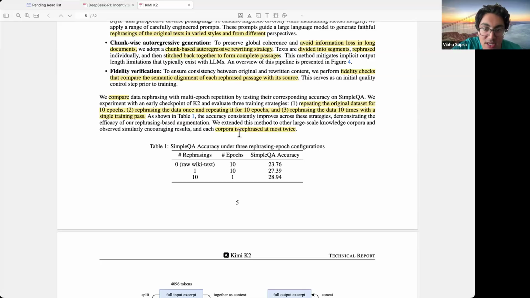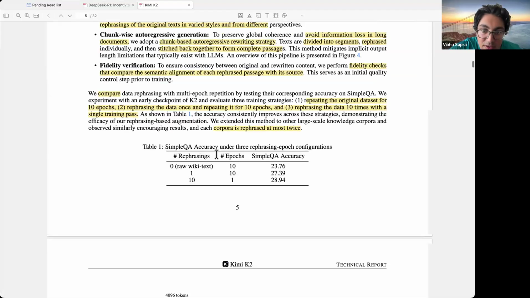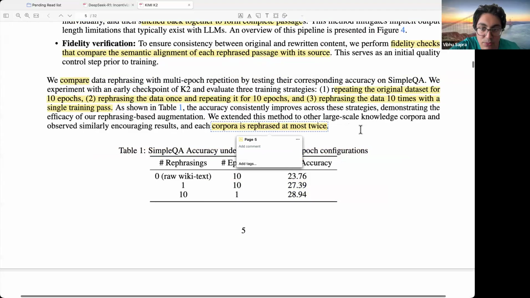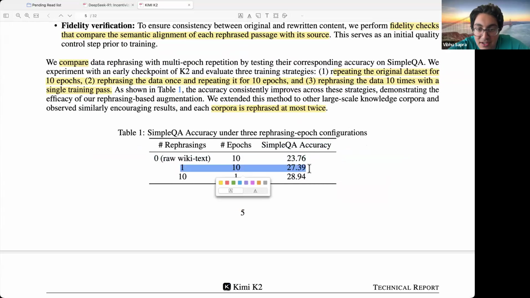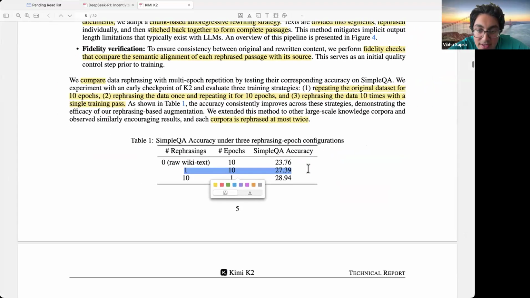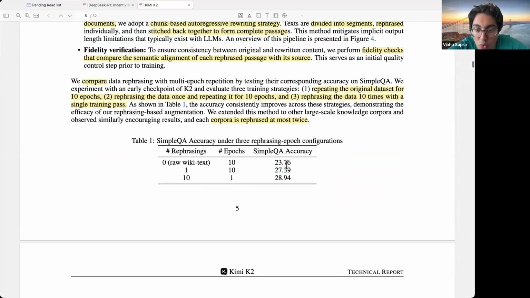And here's kind of the results. We extend this method towards larger corpora, and each corpus is rephrased at most twice. So 10 epochs on the same data, they test it on SimpleQA, they get 23. Rephrasing it once and training for 10 epochs gets you quite a bit of improvement. Then there's rephrasing it 10 times and doing one epoch. You still get a little bit more improvement, but the main difference, like Eugene said, is just here. Rephrasing makes quite a difference.